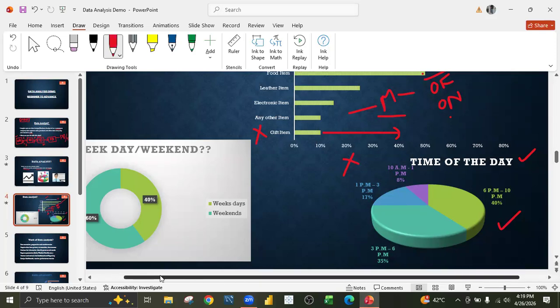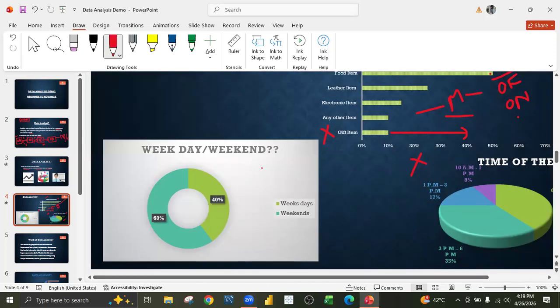Here also you can see, guys. In this, what are you able to observe? Simple question. People coming on weekdays or weekends. Percentage. Yes, absolutely right. If you see, on weekdays very few people are coming, but on weekends many people are coming to the store.